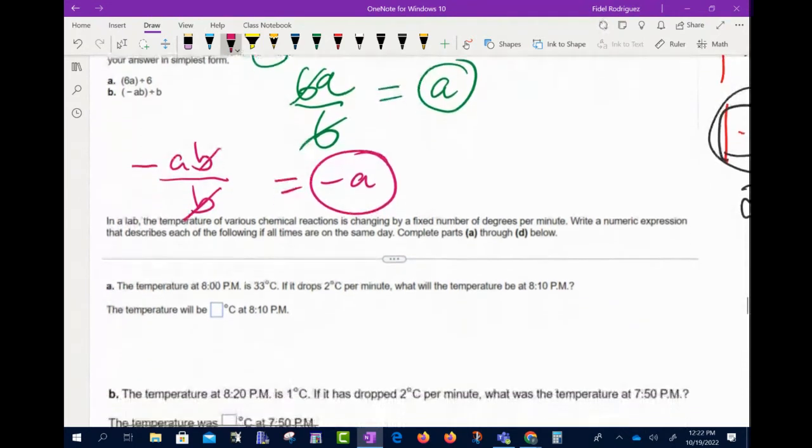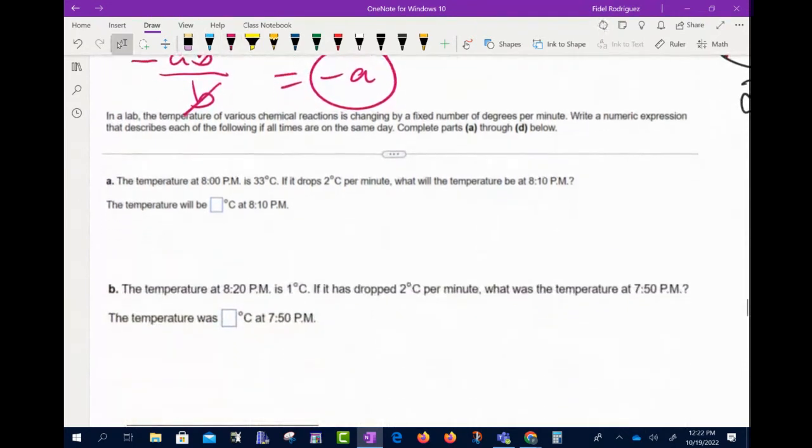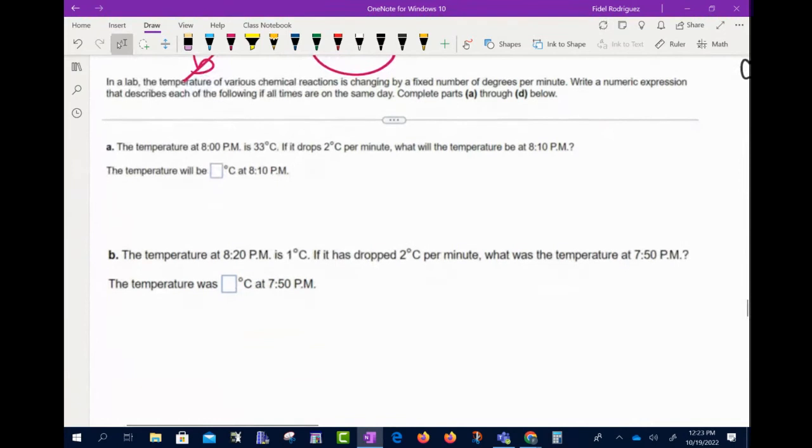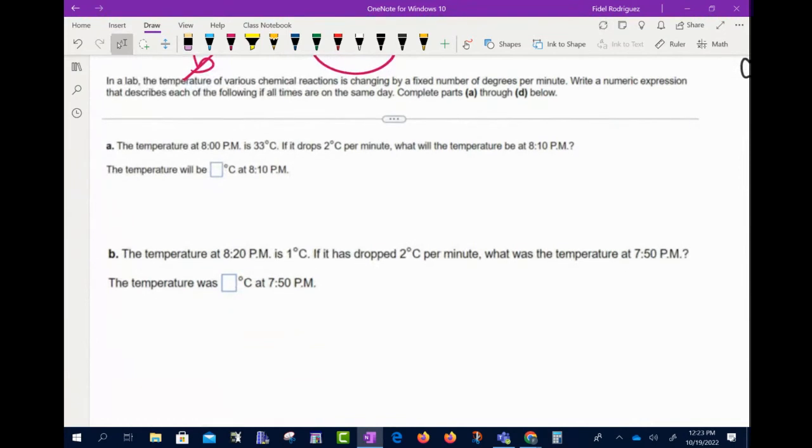Okay, so for my next problem here, y'all, it says, in a lab, the temperature of various chemical reactions is changing by a fixed number of degrees per minute. Write a numeric expression that describes each of the following if all times are on the same day. Okay, so look what it says. It says the temperature at 8 p.m. is 33 degrees Celsius. If it drops 2 degrees per minute, what will the temperature be at 8:10 p.m.?